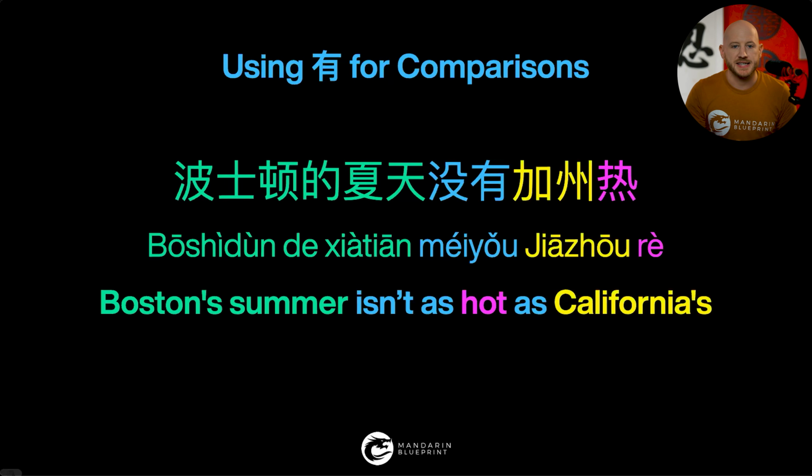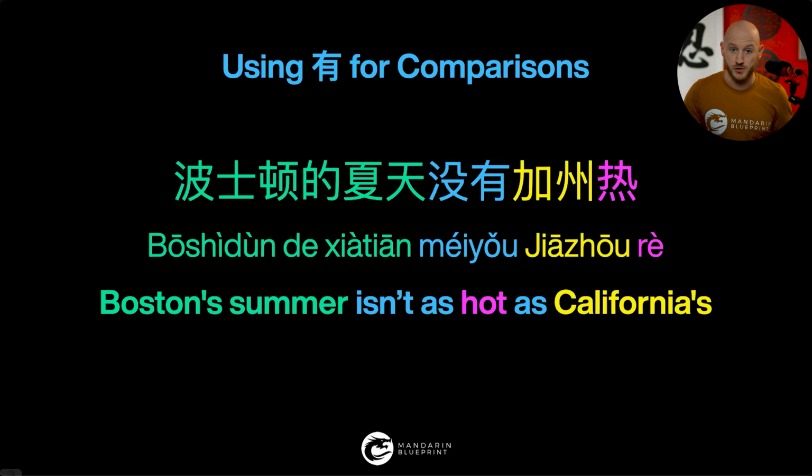波士顿的夏天没有加州热. Right? So Boston's summer isn't as hot as California's. And one of the ways you can think about this is to say, well, look, there is a summer in Boston and it does not have California's heat. It's kind of a weird way to phrase it in English, but that's not a bad way to remember that this means Boston's summer isn't as hot as California's, right?